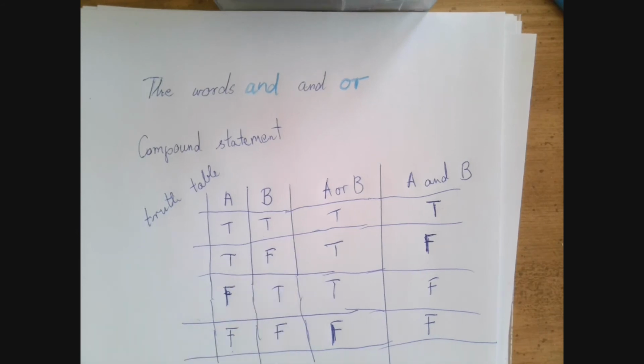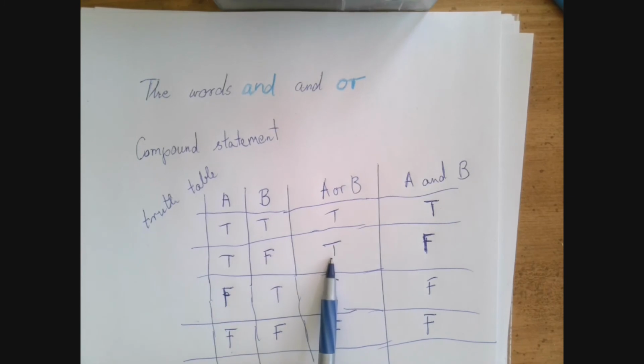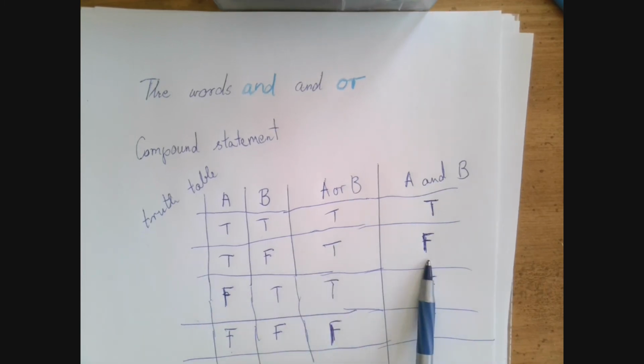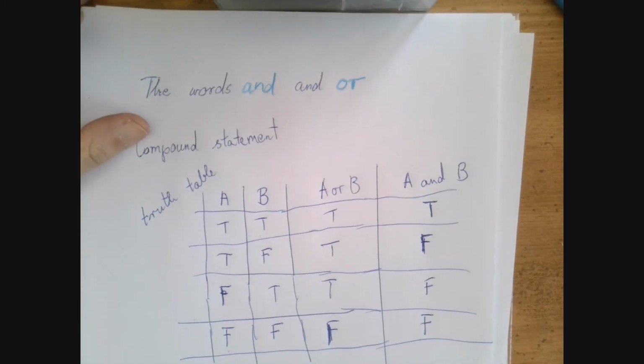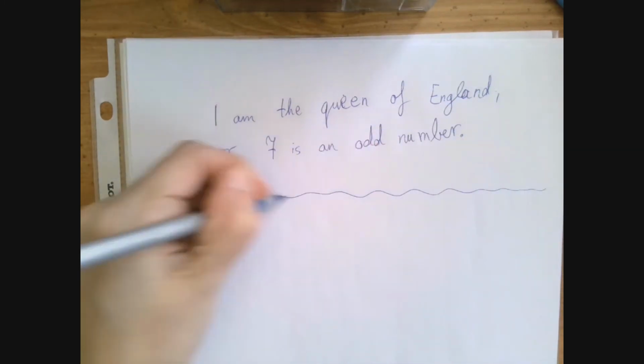The difference is when one is true and the other one is false. Then the or statement is true, but the and statement is false. That makes for kind of strange true sentences. Check this one out. So here is a strange but true statement: I am the Queen of England, or 7 is an odd number. This compound statement is actually true, not because I am the Queen of England, but because 7 is indeed an odd number.